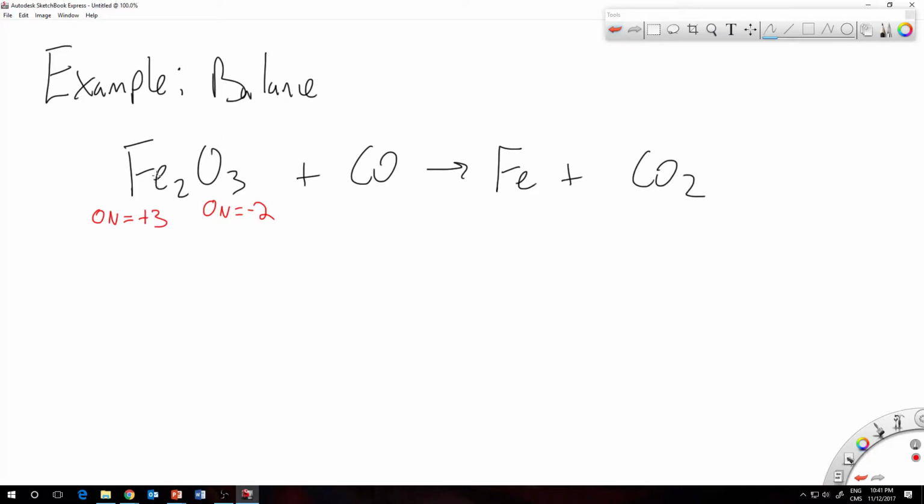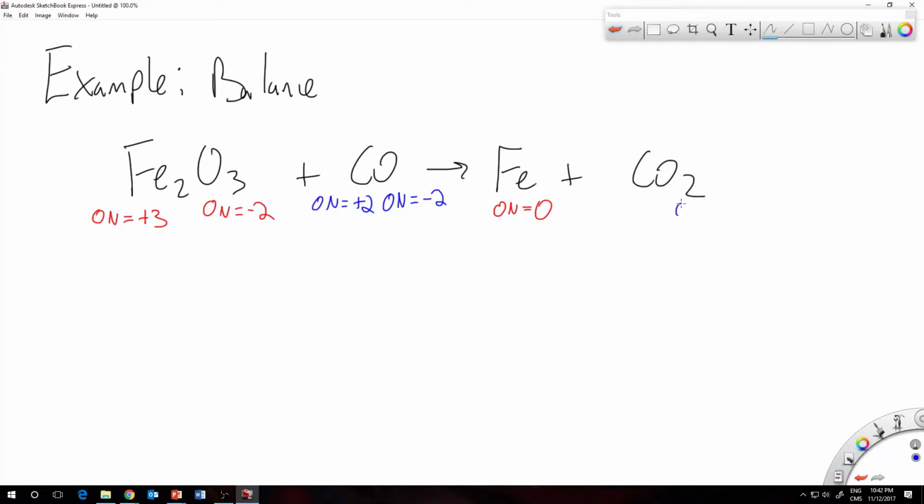Each of them will have an oxidation number of +3. Okay. Over here, in the carbon monoxide, oxygen has an oxidation number of -2. Carbon has an oxidation number of, in this case, +2. Over here, on the product side, the lonesome iron has an oxidation number of 0 because it's by itself and has no charge.